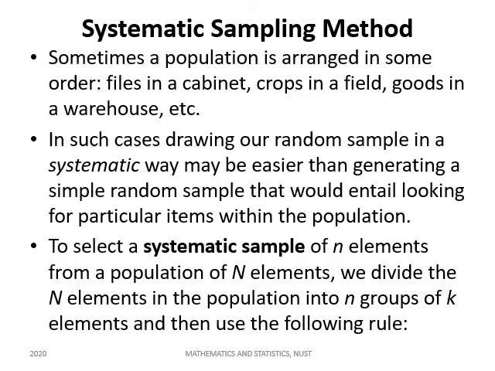And then the next sampling method that we look at is the systematic sampling method. With this method, what we notice is that the population is arranged in some order. Because the population is ordered, it might be easier to draw a random sample in a systematic way. Now, to select a systematic sample of n elements from a population of N elements, we divide the N elements in the population into n groups of k elements, and then we use the following rule.